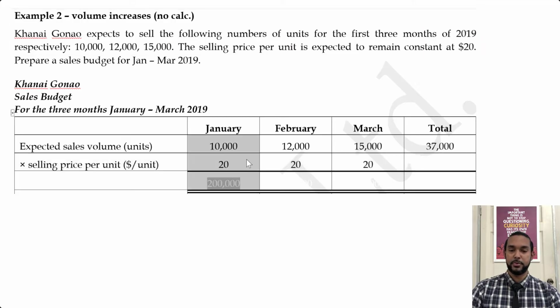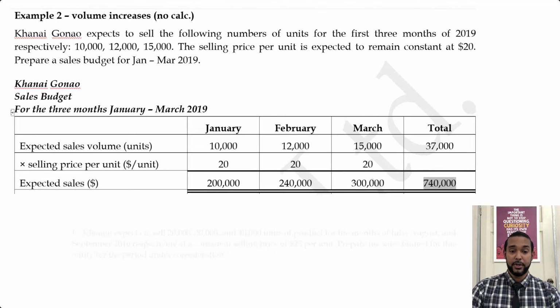And now all we do is we multiply going down to find the sales revenue earned per month. So we see in January we earned 200,000, which was 10,000 by 20. February we earned 240,000, which was 12,000 by 20. And in March we earned 300,000, which was 15,000 by 20. Okay, and of course, yes, you can have a total column, which you will get by adding going across.